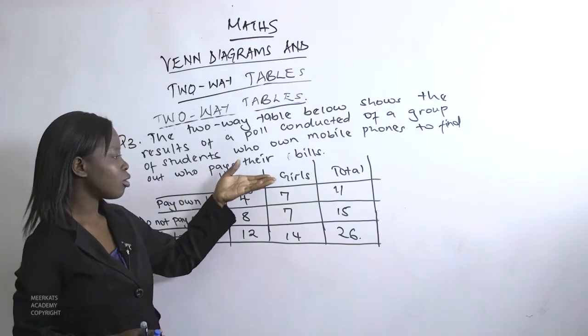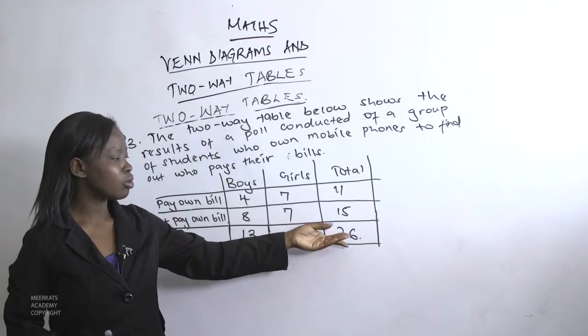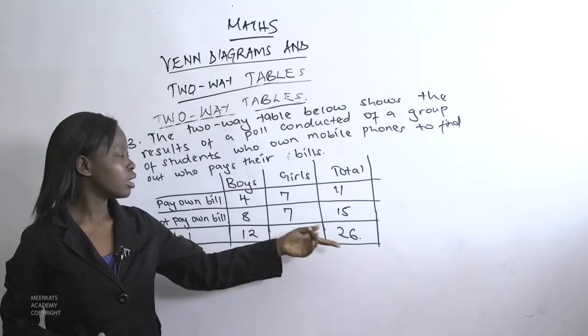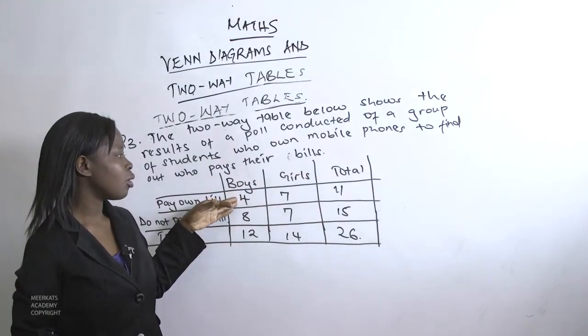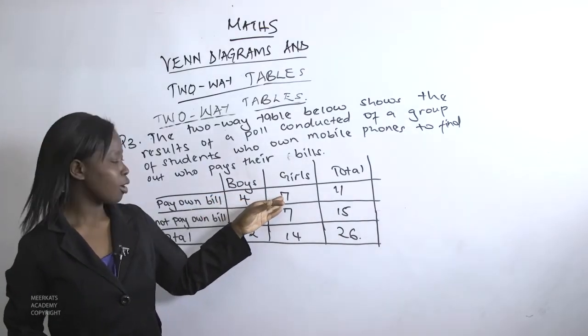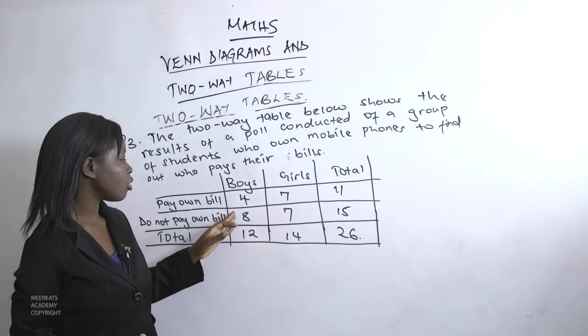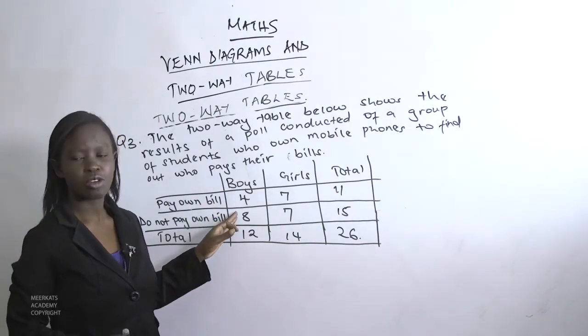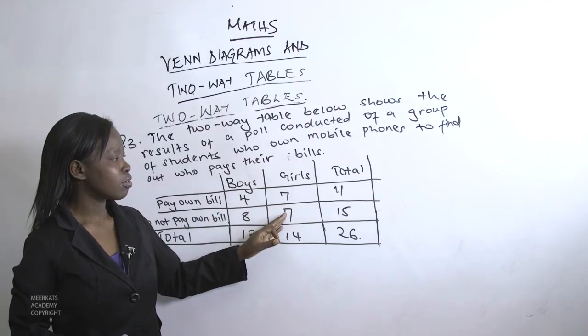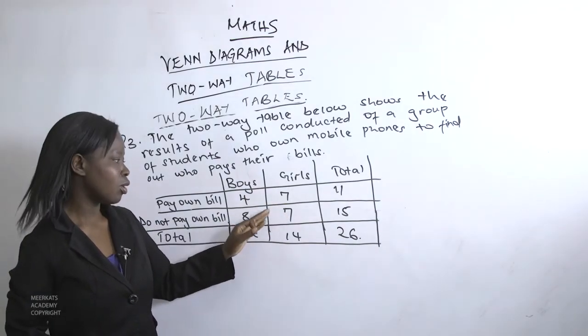So we find that out of the survey that was carried out of 26 students, 4 boys pay their own bill, 7 girls pay their own bill. Then those who do not pay, 8 boys do not pay their own bill, then 7 girls do not pay their own bill.